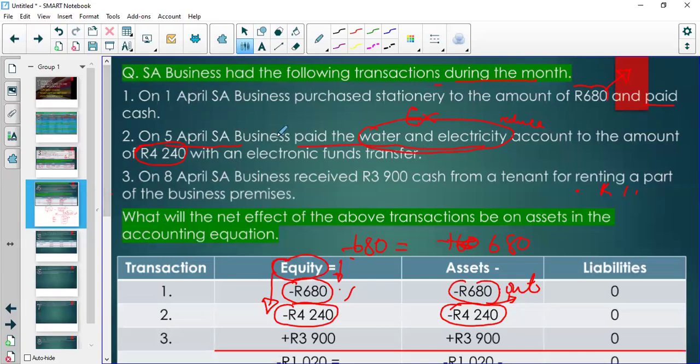If you would like to do your journal, your double entry here, you debit your water and electricity because it's an expense that has increased.